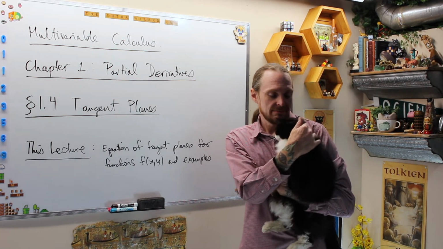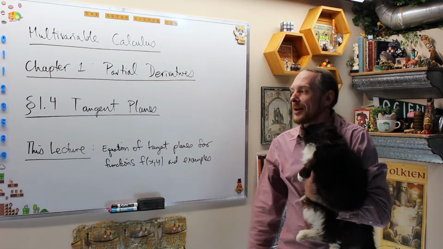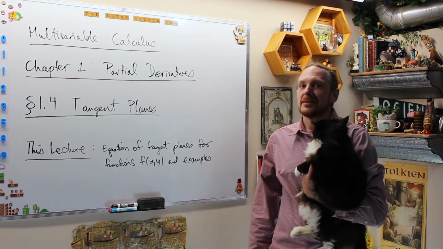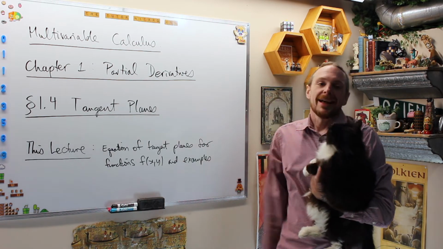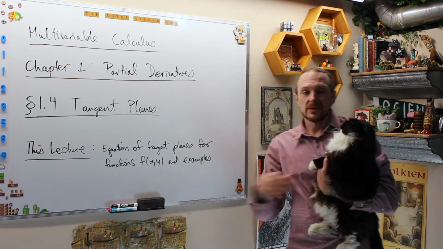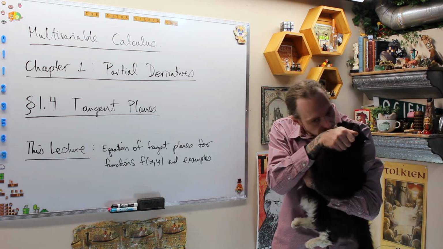This time we're doing multivariable calculus. We're in chapter 1. We're going to finally do section 1.4, tangent planes. There are going to be a lot of sections in this chapter and all the chapters. I like multivariable calculus. In this lecture, we're going to find the equation of a tangent plane for functions of two variables, and then we'll do a couple of examples. Let's get at it.